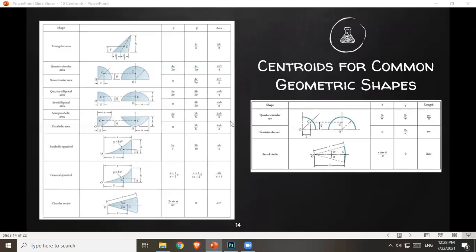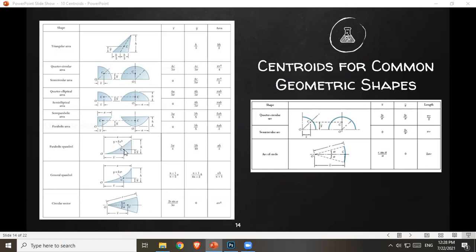The area of a semi-parabola is 2ah over 3. The area of a parabola is just 4ah over 3. And then we have a spandrel. So a spandrel is the area outside your parabola. So this is the equation of a parabola still, and this is your spandrel, area under it.